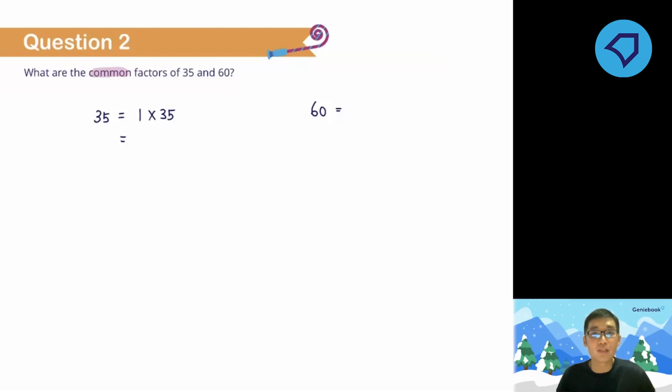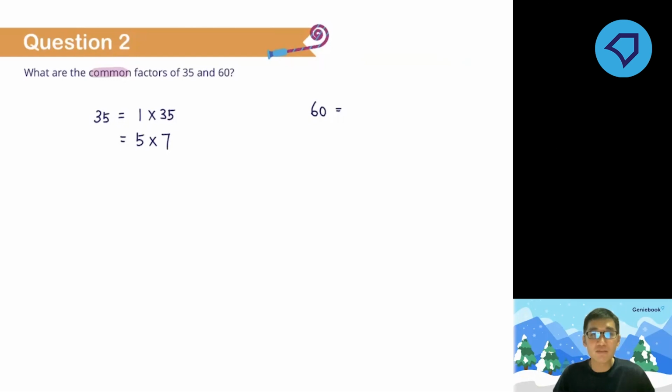Is 35 divisible by 4? Is 35 in your multiplication table of 4? Thank you, Jovis. Thank you, Suhal. No. So 4, we skip that. 5. Yes, 5 definitely. So 5 multiplied by what gives us 35? 5 multiplied by 7 gives us 35. How about 6? Is 6 a number that can divide 35?